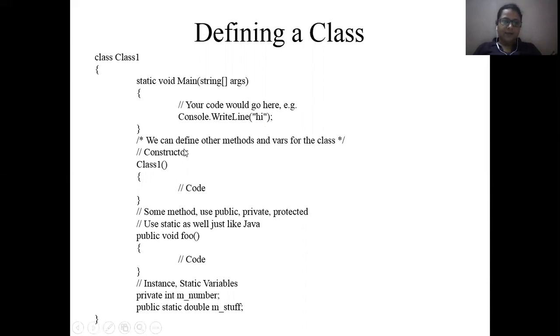Next, we can define other methods and variables for the class, for example a constructor. So in class 1, code, here we can apply any type of code. Suppose we have addition of two numbers, subtraction of two numbers, or any other functions we can apply. Next, some methods use public, private, protected.